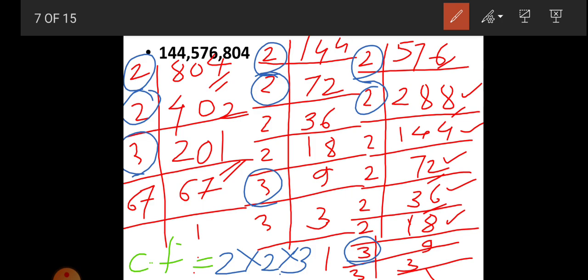Okay, now you multiply them. 2 twos are 4, 4 threes are 12. So HCF is 12. HCF is the multiplication of those common factors. So 2 twos are 4, 4 threes are 12. HCF is 12. So we write it here.